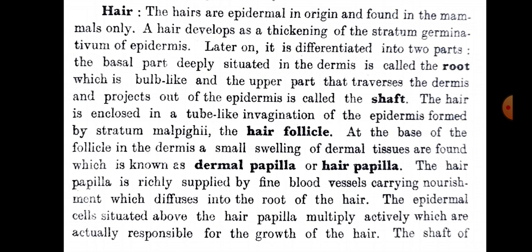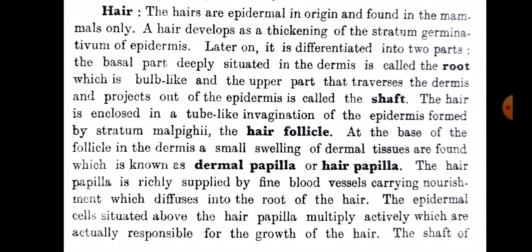The hair is enclosed in a tube-like invagination of the epidermis formed by stratum malpighii, the hair follicle. At the base of the follicle in the dermis, a small swelling of dermal tissue is found, which is known as dermal papilla or hair papilla. The hair papilla is richly supplied by fine blood vessels carrying nourishment which diffuses into the root of the hair. The epidermal cells situated above the hair papilla multiply actively, which are actually responsible for the growth of the hair.